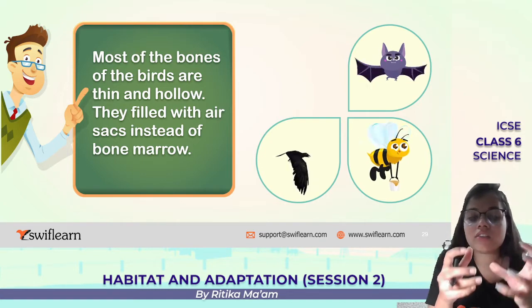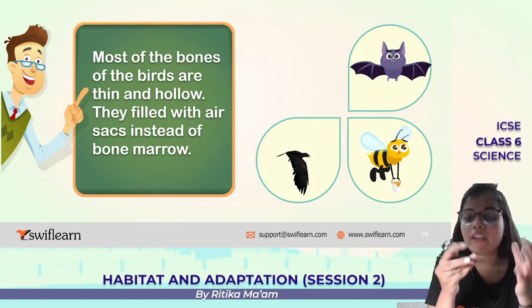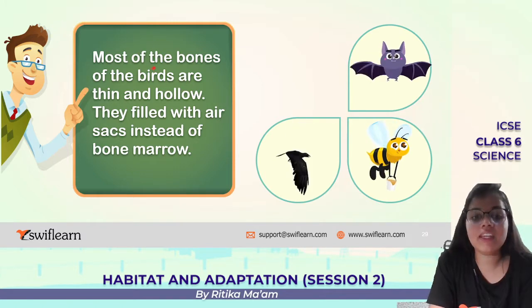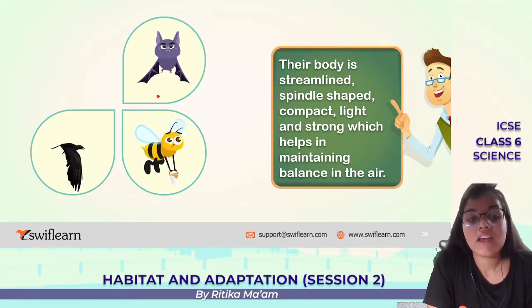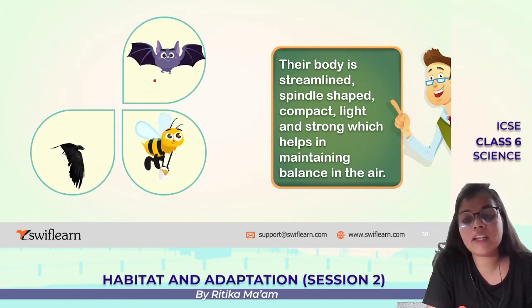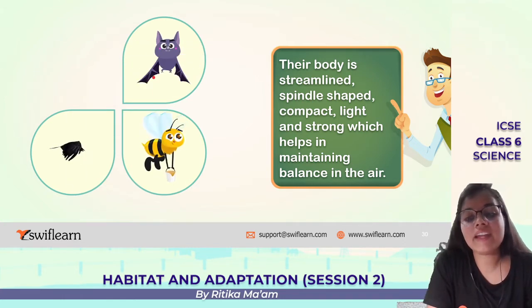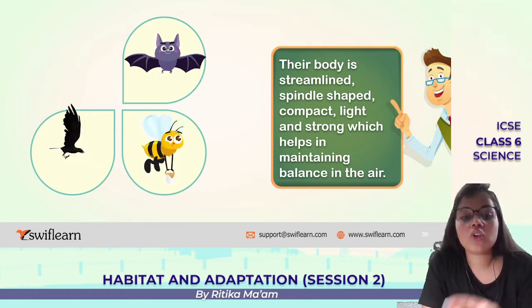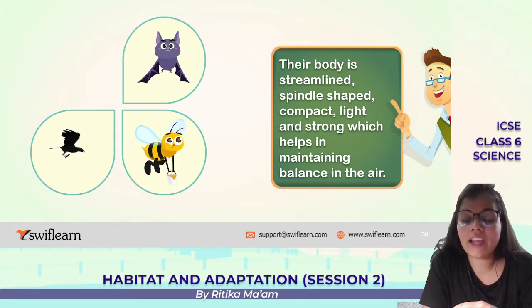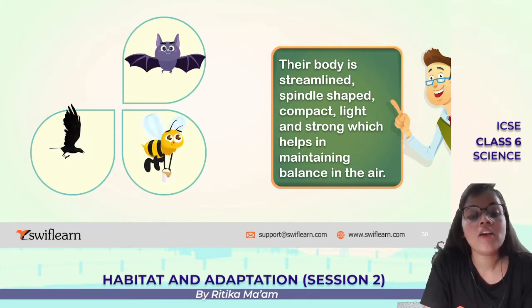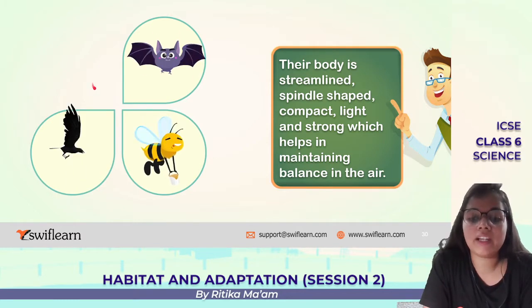So because the bones are hollow, that keeps them lightweight, and that is why they are able to fly very easily. Next, talking about the shape, their body is streamlined and spindle shaped. They are compact, light and strong, which helps them maintain balance in the air. So as I told you, their bones are hollow and lightweight, and that is why they are able to fly freely and maintain their balance.